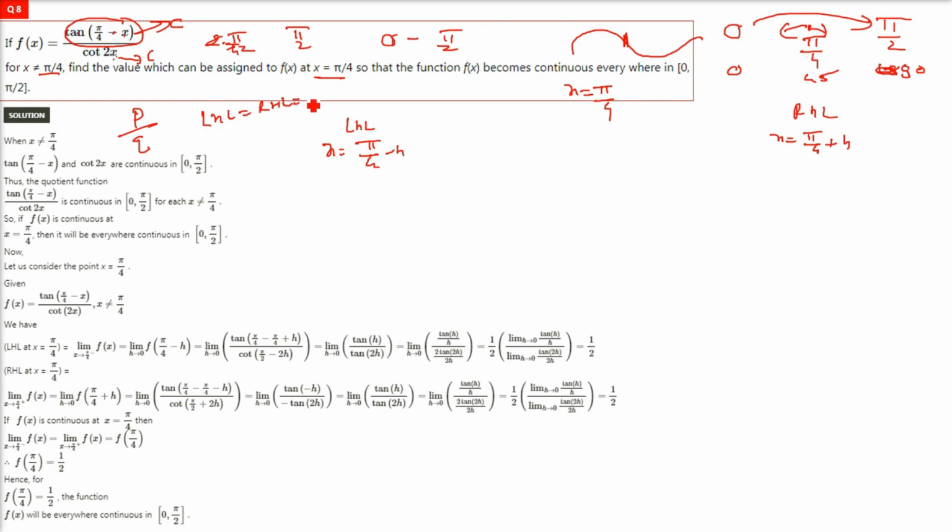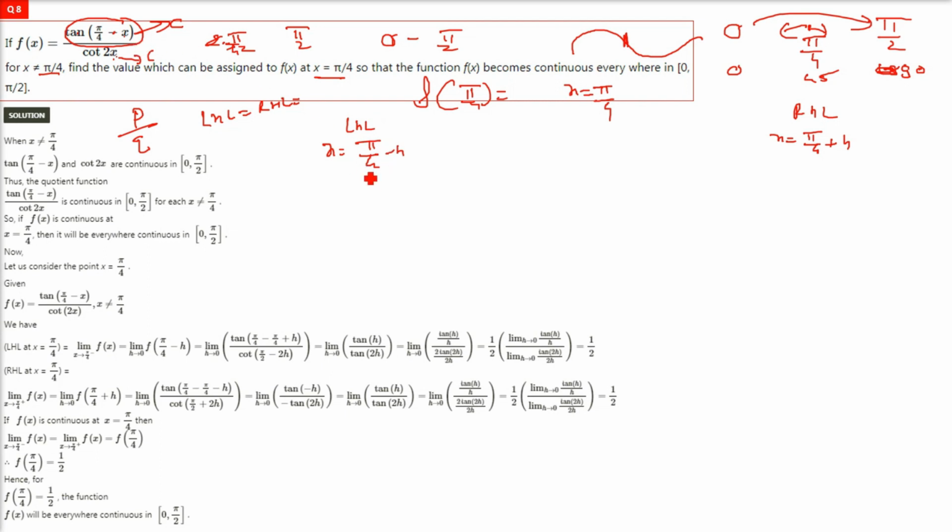So the left hand limit has to be equal to the right hand limit, and that has to be equal to the value of the function at pi by 4. So if the LHL and RHL are coming equal, that has to be equal to f pi by 4, which is what the question is asking. The question is asking what value to be assigned to f pi by 4, so that this function becomes continuous in the interval 0 to pi by 2. That is why we have to compute the left hand limit and right hand limit, and probably they are going to come equal, and that will equate to f pi by 4. Right?